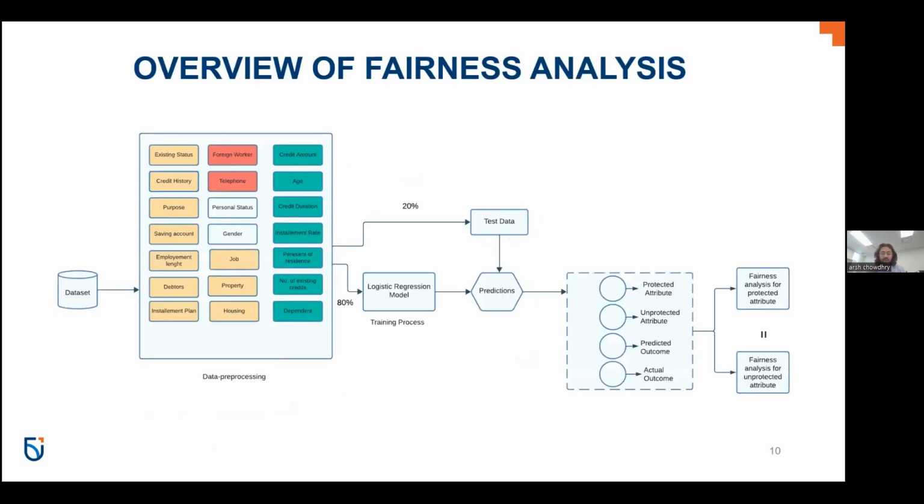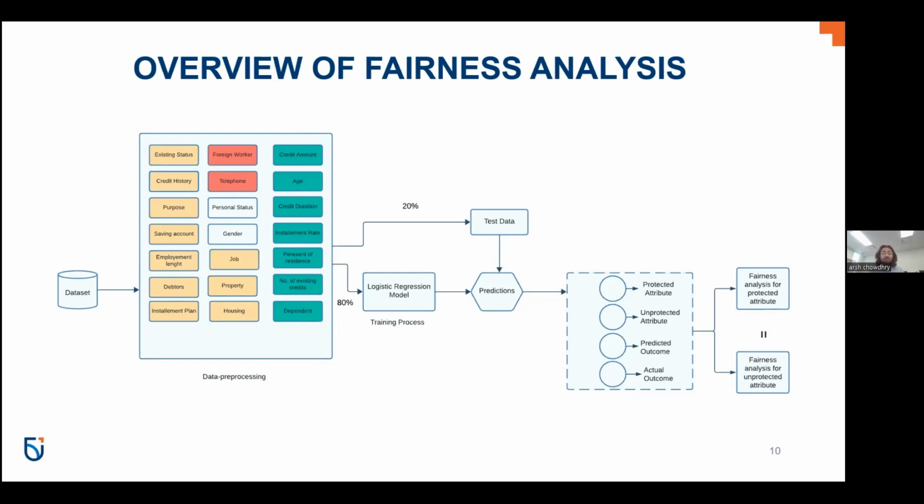Now, once we conduct a fairness analysis on the data set, this is the overview of our fairness analysis. So once we have the data set, we pre-process it and split it into training and test set, and then generate the predictions. And once the predictions are generated, we need 4 attributes for conducting the fairness analysis. The first one is the protected attribute. For our case, it's the female applicants. Then the unprotected attribute, that is the male applicants, then the predicted outcome and the actual outcome.